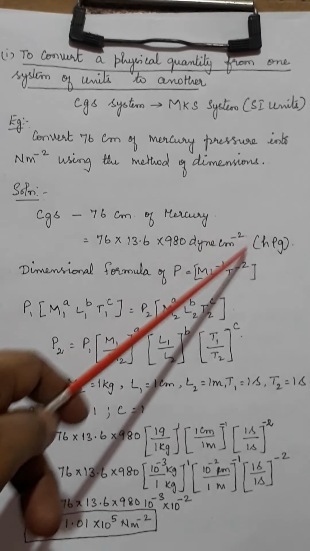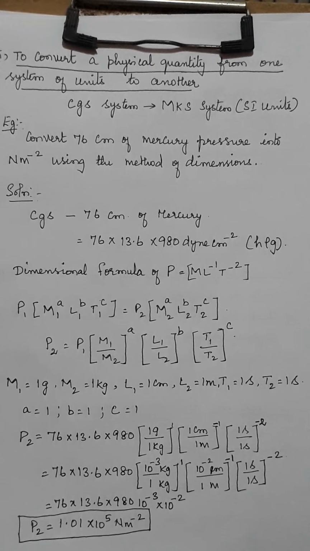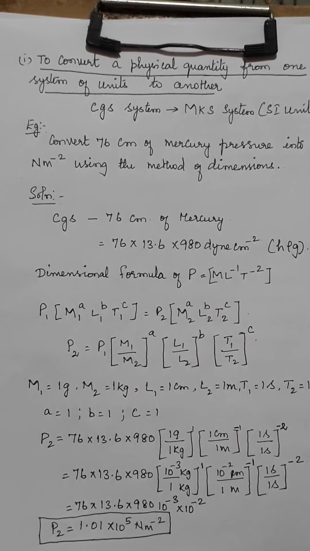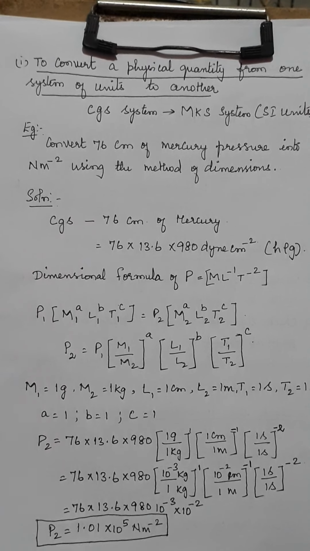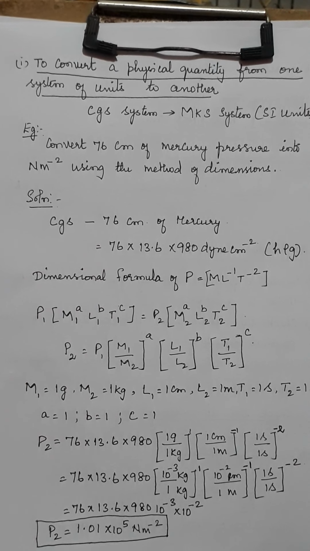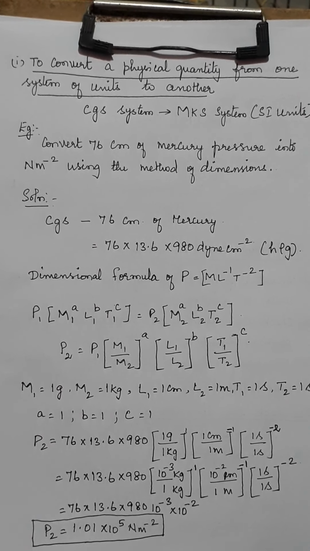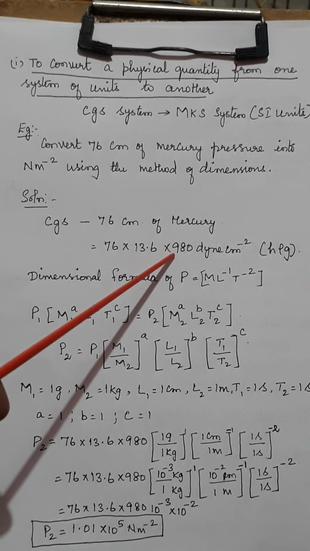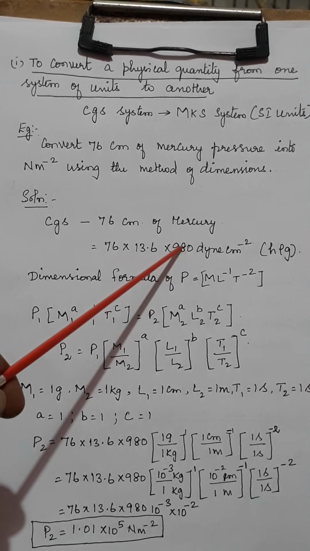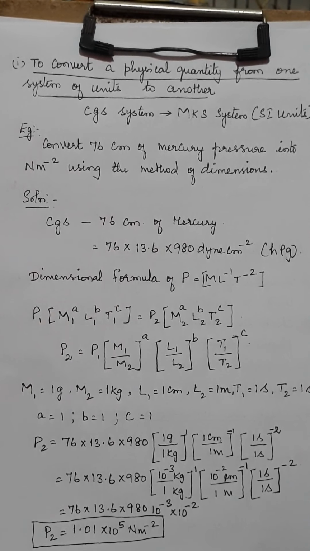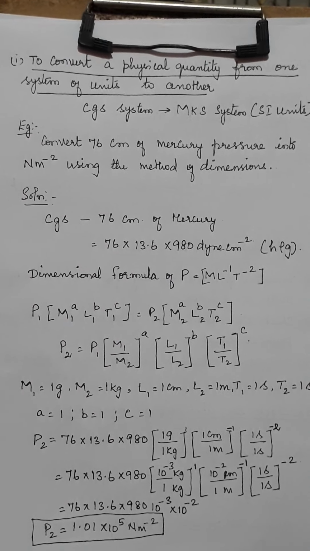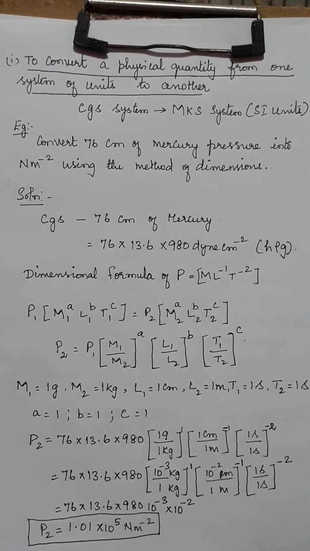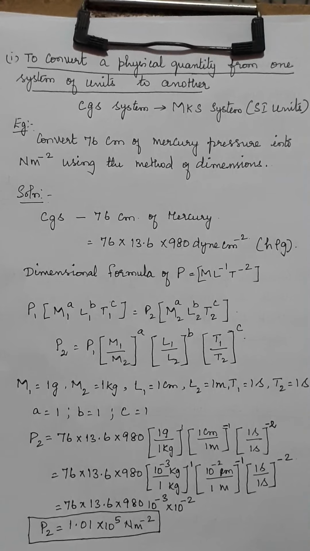That is, P is equal to, as you have studied in your 9th standard, P is equal to H rho G. So using that, here only H is given. H is 76 centimeters. Then rho is 13.6. Then G is 980. So substituting, this is dyne per centimeter square. This is in the CGS system.